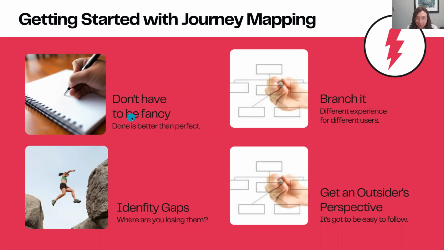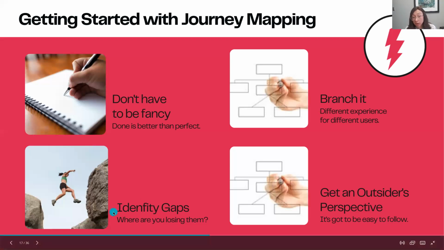You don't have to be fancy. You don't have to have a graphic with pins like I had set up here. Just do it on pen and paper. Done is better than perfect. And branch it. Have it branch for your tiered members, for different donors, any way that you can have your user self-identify as a board member, as a prospect, as a veteran member, as a volunteer. Any way that you can have them identify, then you know how to customize the journey for them.